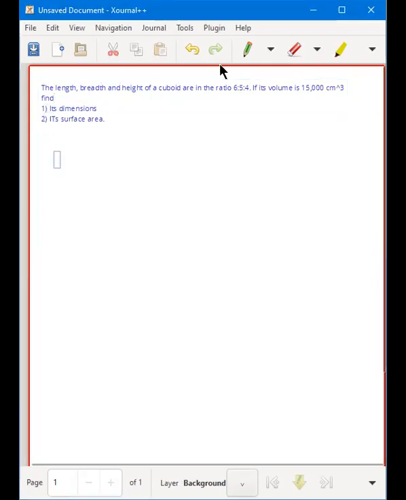Sarah Patil, please look at your formulas and write them down properly somewhere. Without the formulas, it will be impossible for you all to solve these kind of questions. I mean, any question related to mensuration. So length, breadth, and height of a cuboid are in the ratio 6:5:4. The volume is 15,000 centimeter cube. Find the dimensions and its surface area.